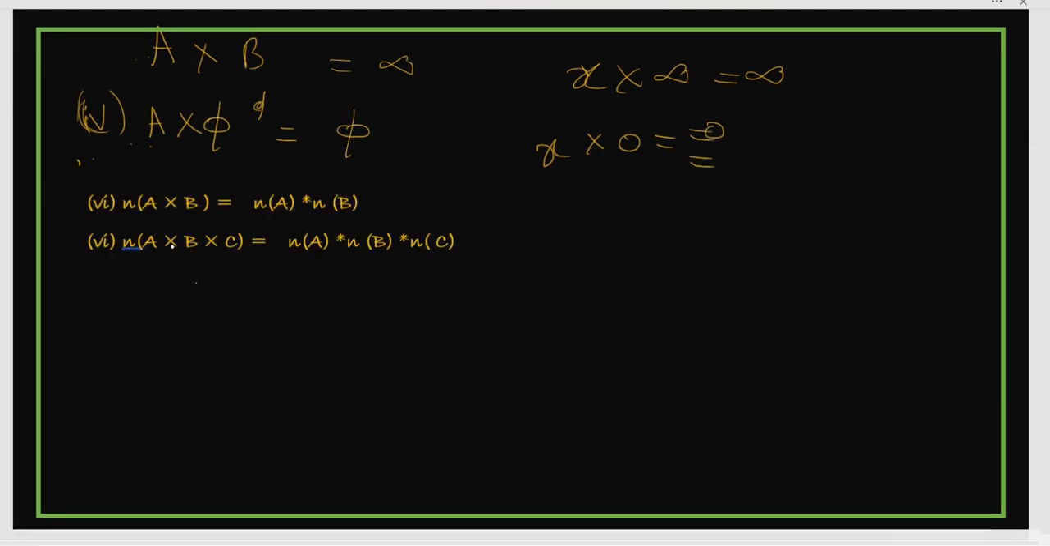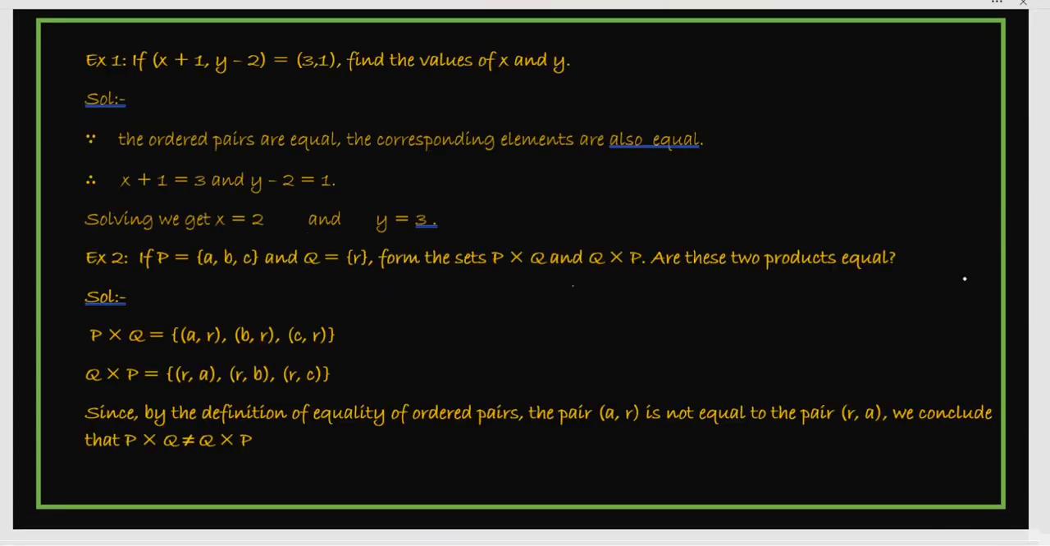In this, suppose the number of elements is 2 here and 2 here, then it is 2 times 2 times 2, which gives you 8. 8 elements will be there. See, third dimension you can say. So 8 elements will be there. So see, first example we'll see. This is: if (x plus 1, y minus 2) equals (3, 1). This is a pair, x plus 1 and y minus 2, and 3 comma 1.